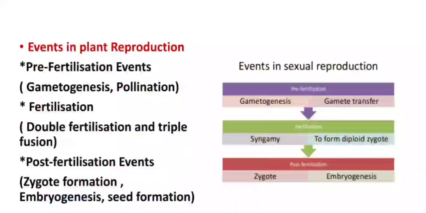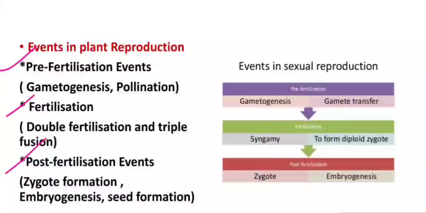Events in plant reproduction are classified majorly into three categories: pre-fertilization events, fertilization events and post-fertilization events. Pre-fertilization events include gametogenesis and pollination, which is the gamete transfer. In gametogenesis, gametes are formed in the plant body. Male gametes are formed in the male reproductive organ and female gametes are formed in the female reproductive organ.